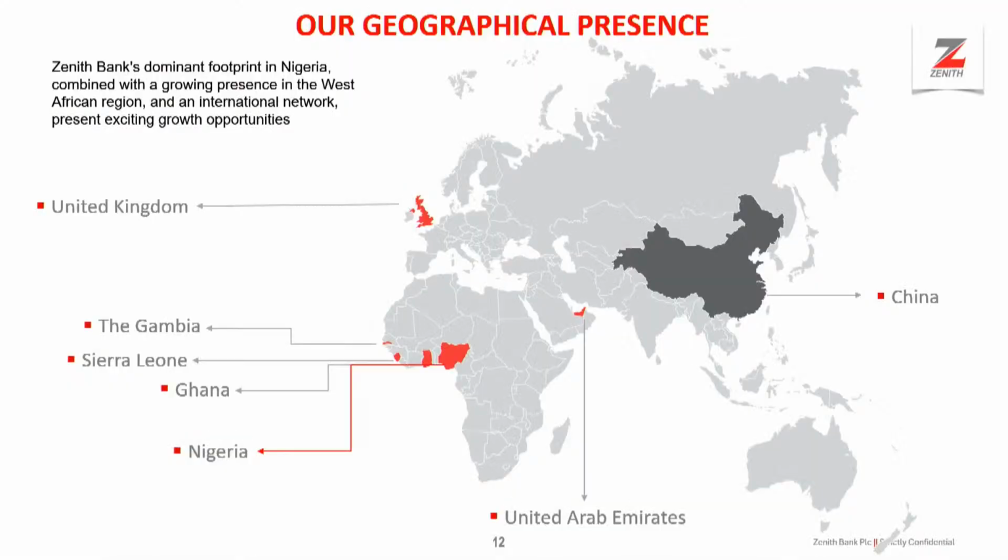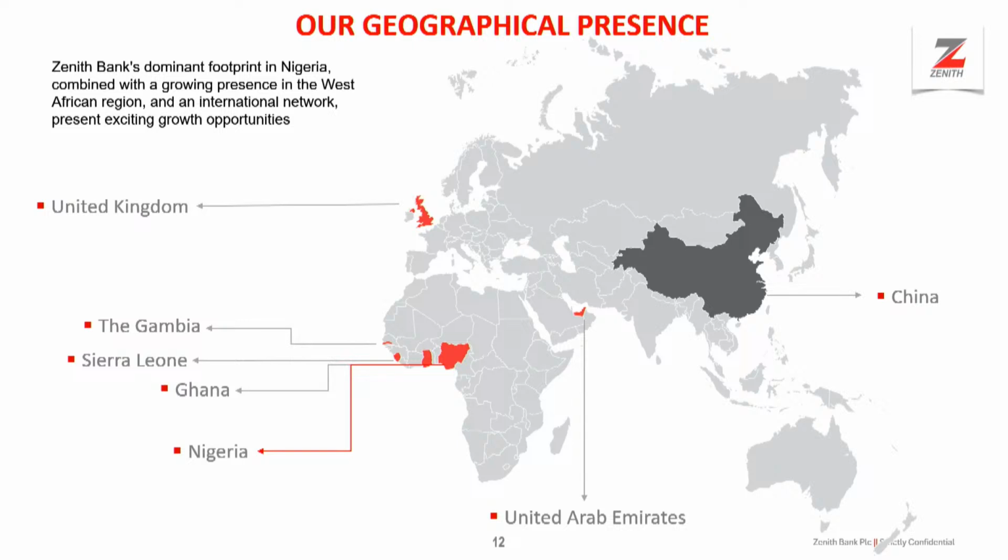All these transitions were seamless and a clear testament of our solid succession planning. Our dominant footprint in Nigeria, West Africa, and our international network presents exciting growth opportunities for us. We currently have subsidiaries and representative offices in Ghana, Sierra Leone, Gambia, UK, UAE, and China. And we recently obtained a license to open up our Paris branch.